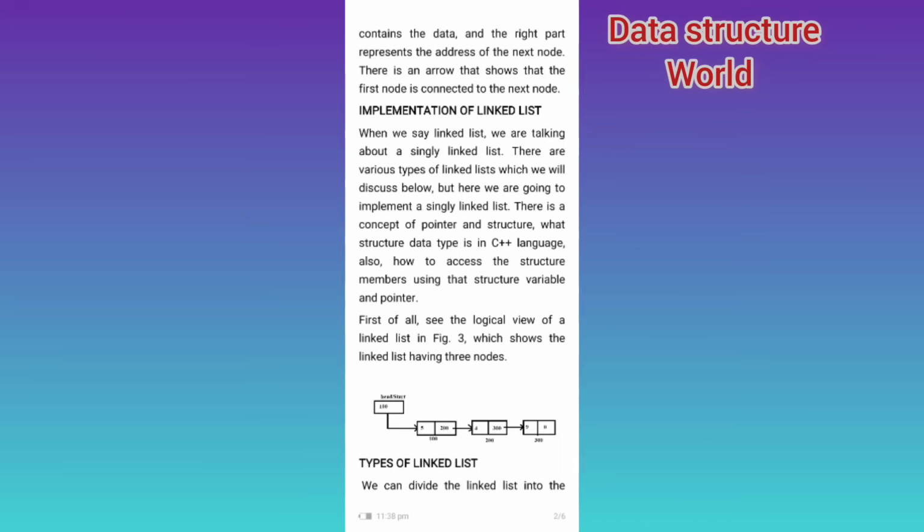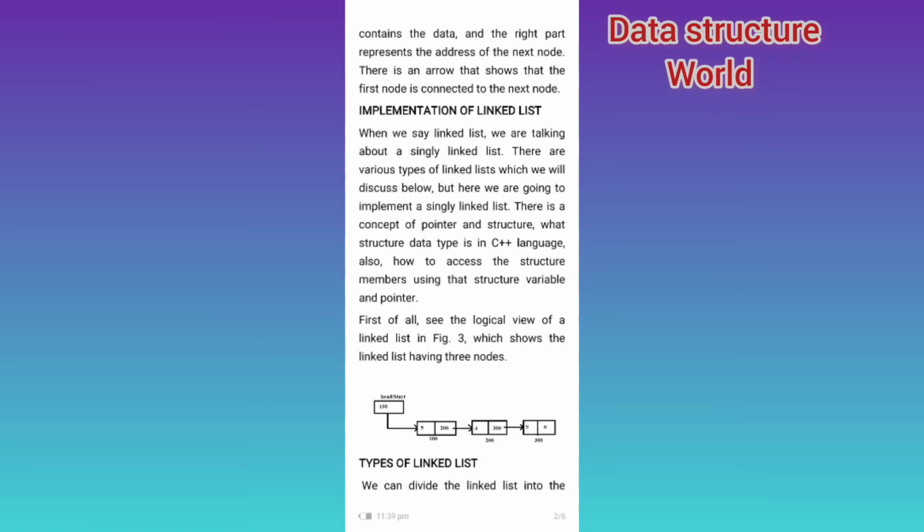Then we have the implementation of linked list. When we say linked list, we are talking about a singly linked list. There are other types of linked list which we discuss below, but here we are going to implement a singly linked list. So there is the concept of the pointer and the structure. The structure is a data type in the C++ language also. We will see how to access the structure members using structure variables and pointers. First of all, see the logical view of the linked list in figure 3. Head or start is known as the entry point.